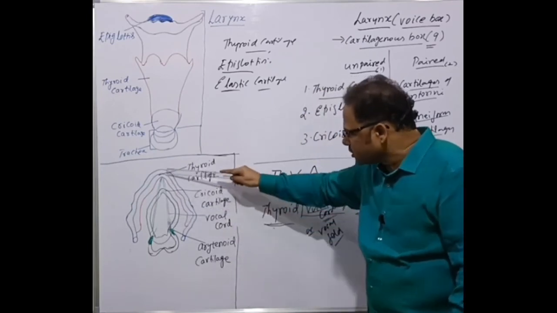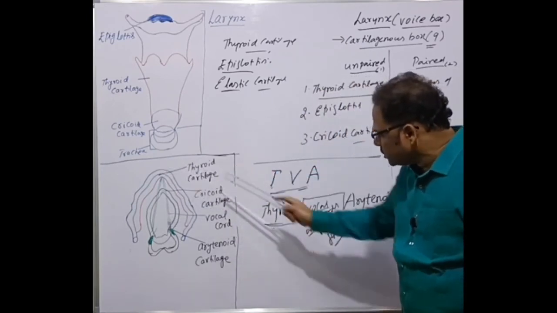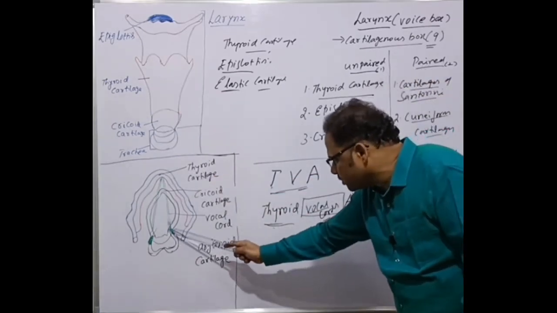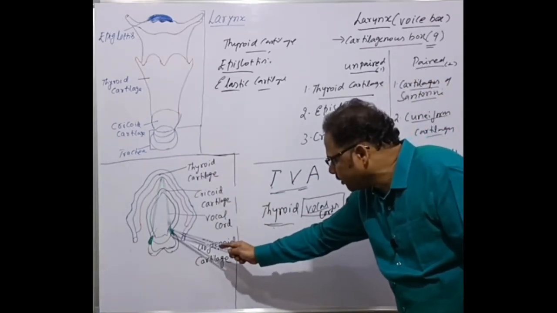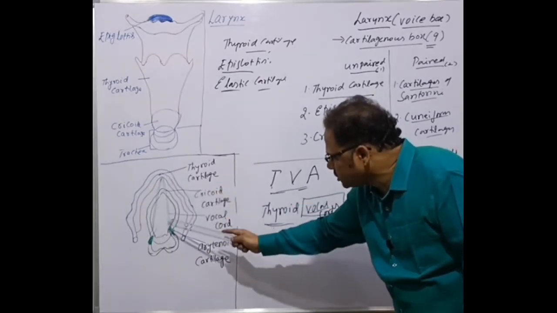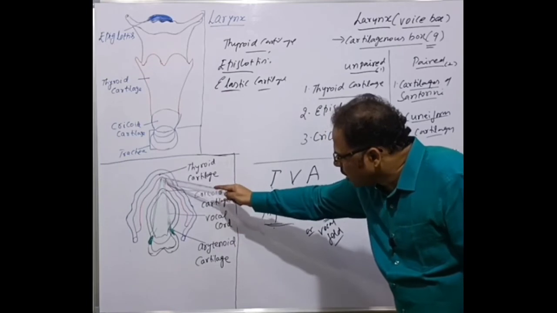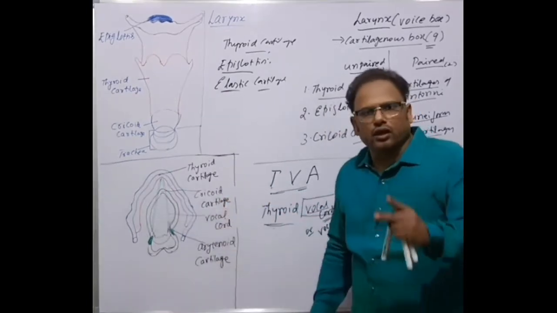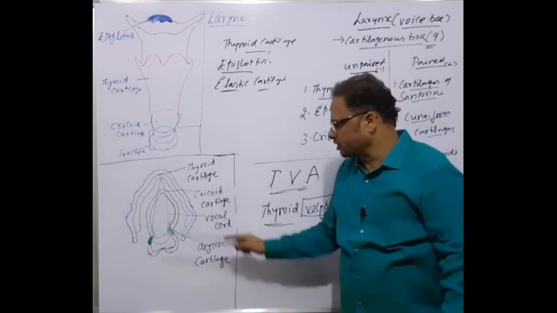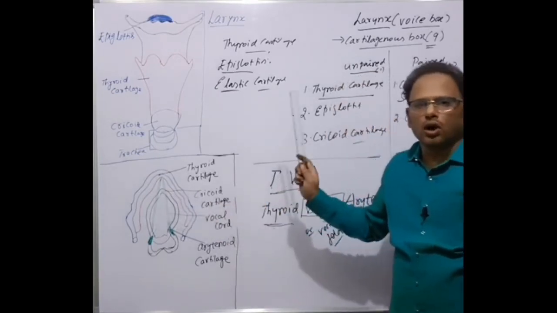As you can see, this is the thyroid cartilage, and here is the arytenoid cartilage. I told you, isn't it? So between the thyroid cartilage and the arytenoid cartilage, what is present here? This is a vocal cord. How many vocal cords are there? Two vocal cords are there, and they are inverted V-shaped structures here. They are called vocal cords or vocal folds.